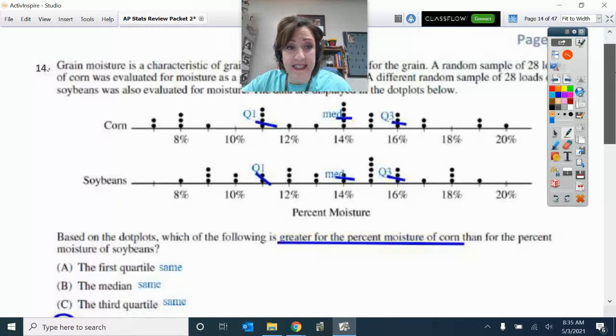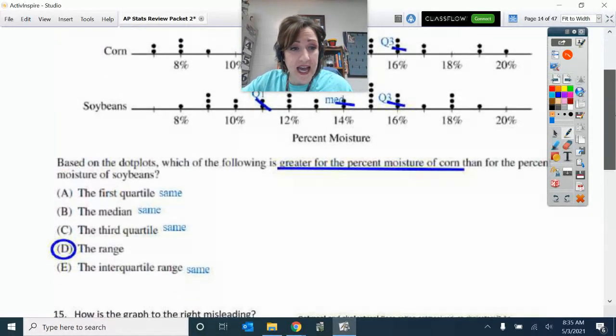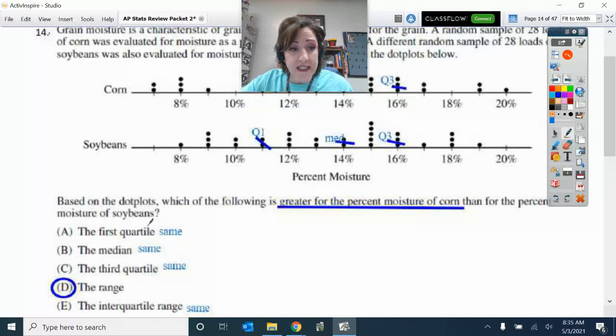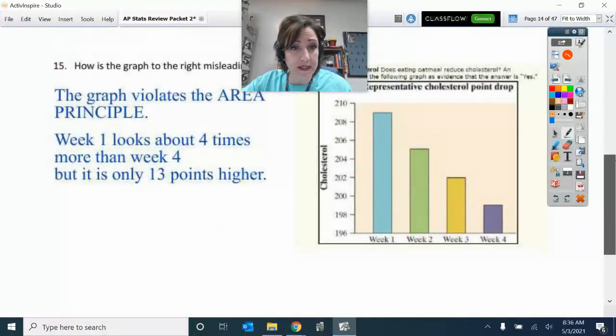All right. Here we had these dot plots. And so I actually just went through all of them and counted until I found the median. The median is right in the middle. And then Q1, of course, being the middle of the bottom half, Q3 being the middle of the top half. So when I did that, I could tell that the first quartiles were the same, medians, third quartiles, and IQRs were the same. The only difference was that the range for the corn was more than the range for the soybeans.